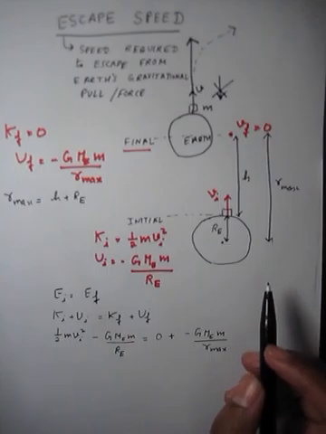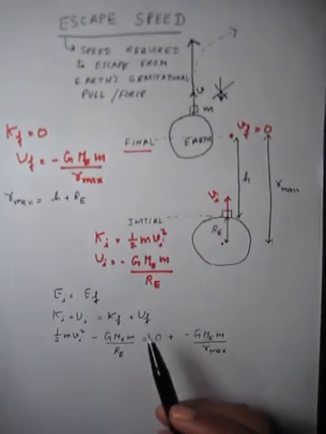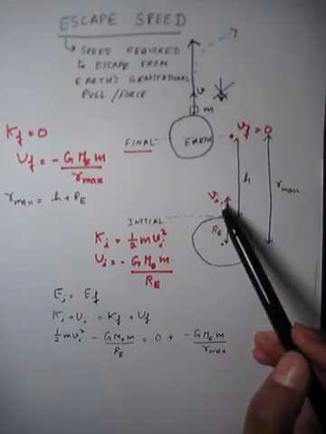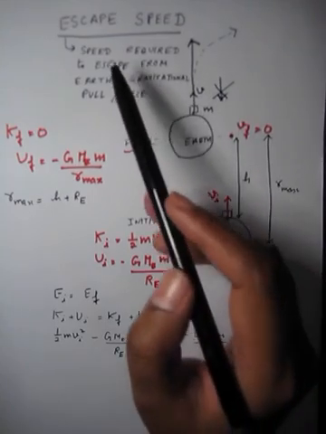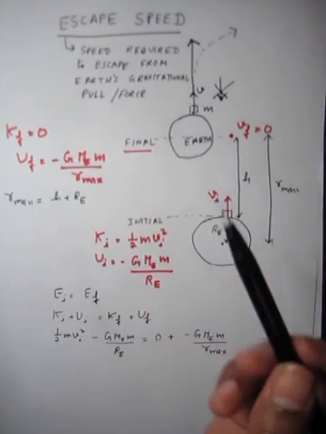Now in order to calculate escape speed, we need to find out the velocity at which the object goes away from the Earth to an infinite distance.